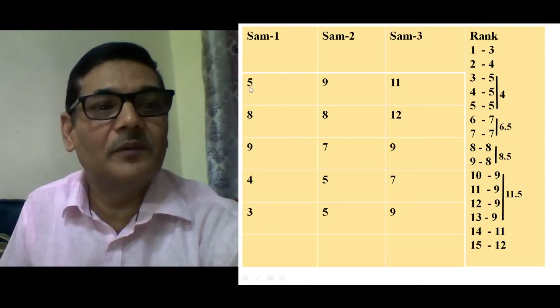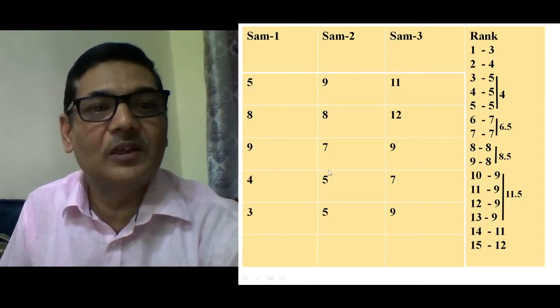Here 5, then here 5 and here 5. So it is coming 3 times.